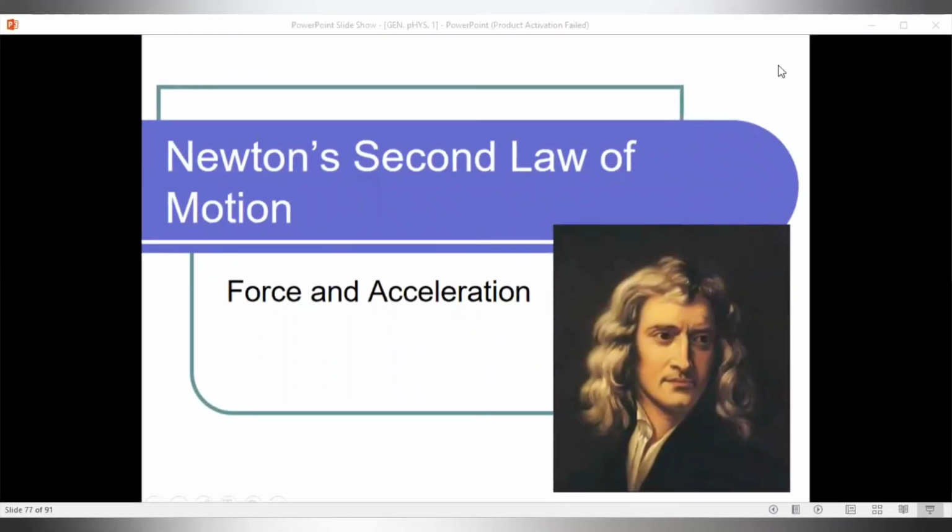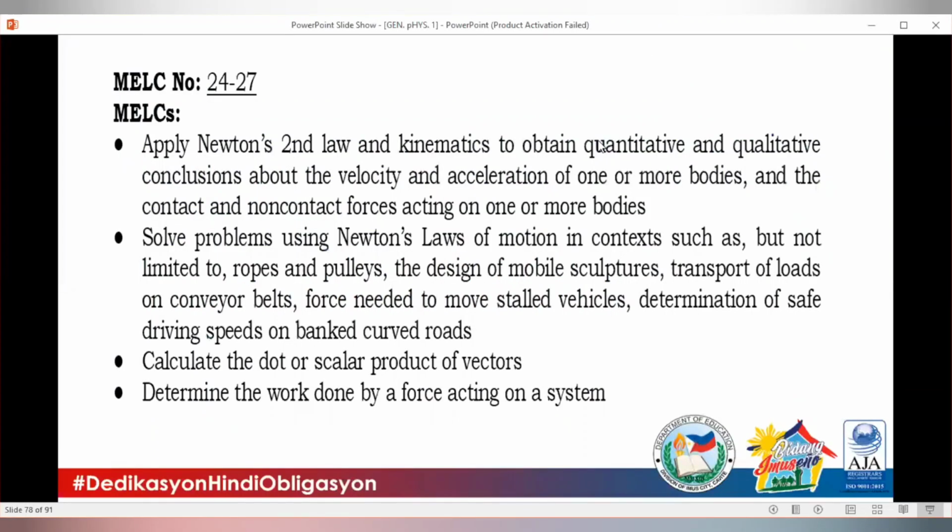Ang pag-uusapan natin ngayon ay patungkol po sa Newton's second law of motion. This is under the MELC number 24 and 27. Here are the most essential learning targets for this concept, Newton's second law of motion.